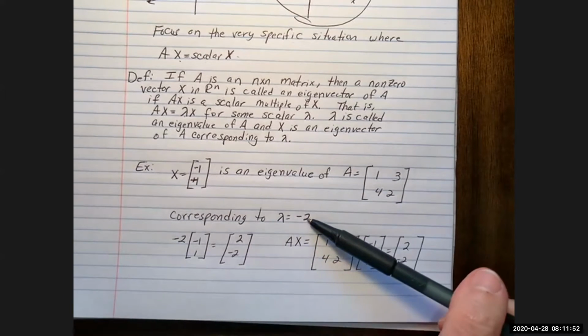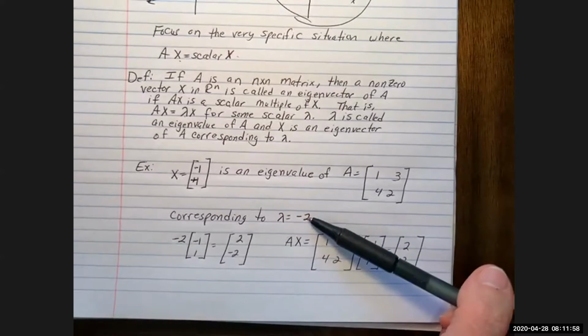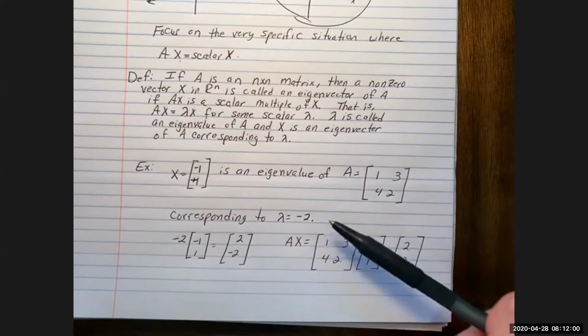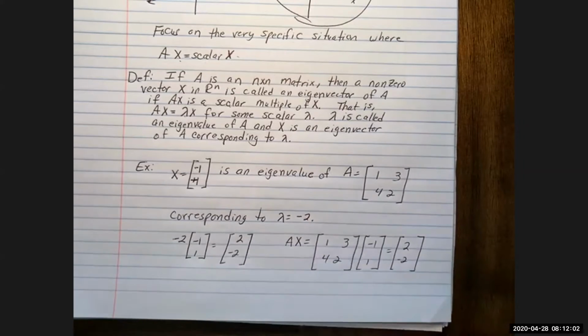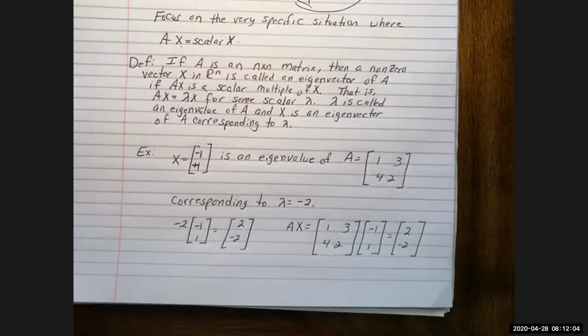So the first thing we'll do is we'll find eigenvalues, and then we'll find the vectors that correspond to those. The vectors aren't just kind of floating around. They go with specific values, specific scalar values.